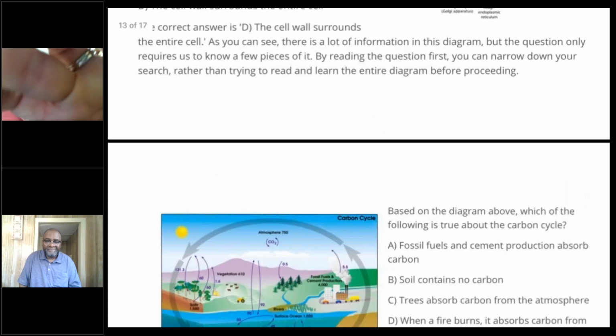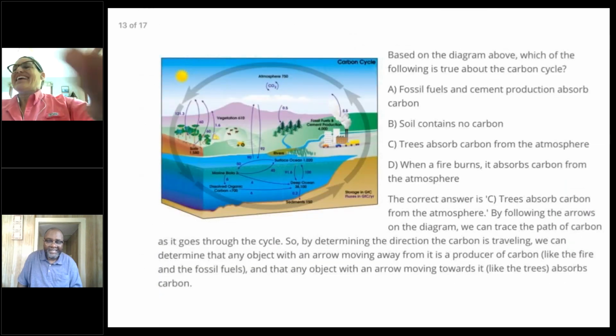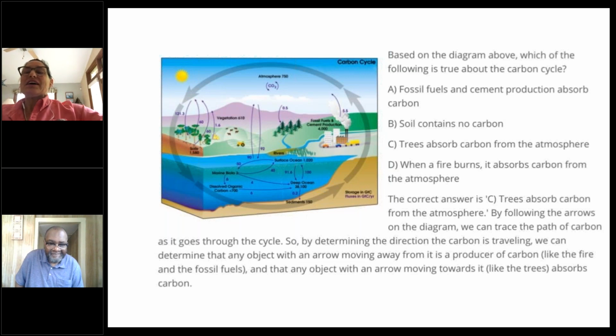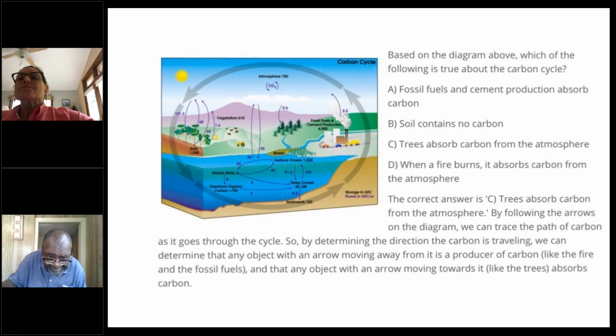All right, ready for this one? Okay, so here we have one of those process diagrams with arrows. What's the name of this diagram? Look for the label on it. It's up at the top. That's the carbon cycle. Yep.